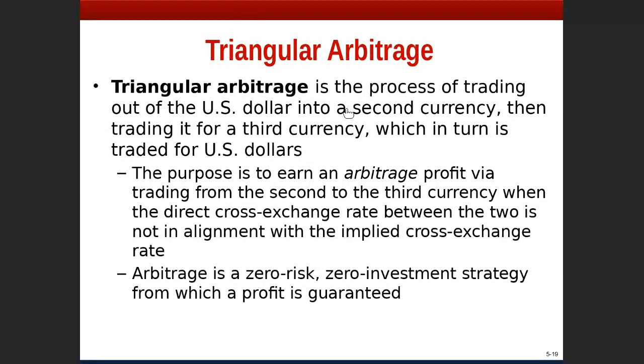Triangular arbitrage, what is it? Triangular arbitrage is the process of trading out of the US dollar into a second currency, then trading it for a third currency, which in turn is traded for US dollars. The purpose is to earn an arbitrage profit through trading from the second to the third currency when the direct cross exchange rate between the two is not in alignment with the implied cross exchange rate. Arbitrage is a zero risk, zero investment strategy from which a profit is guaranteed.